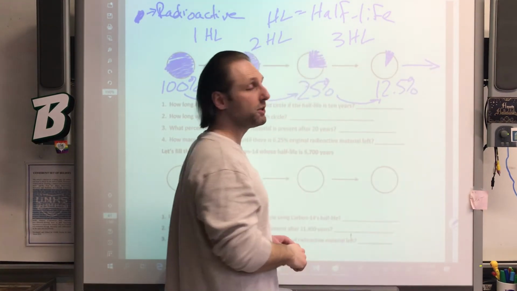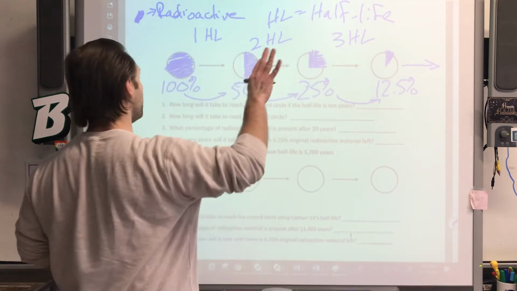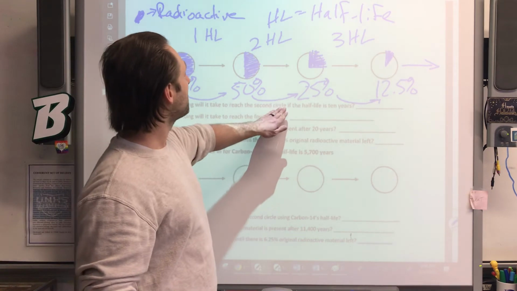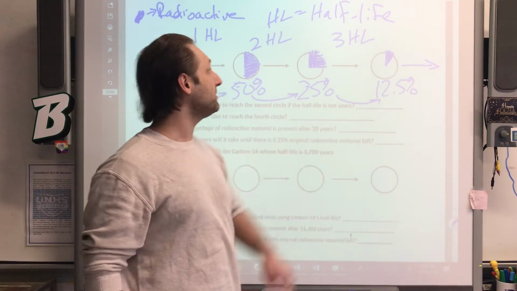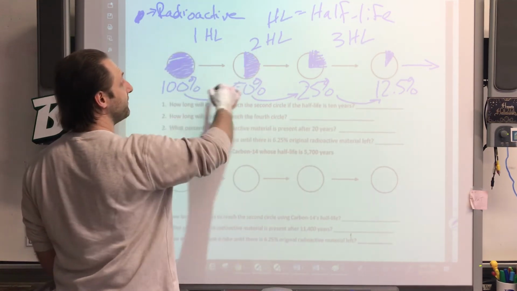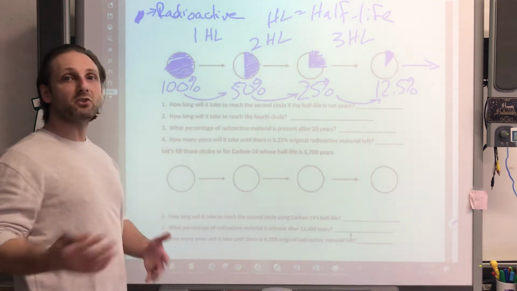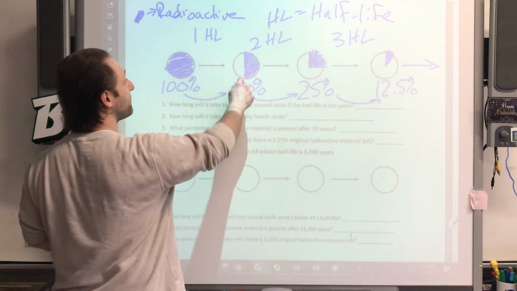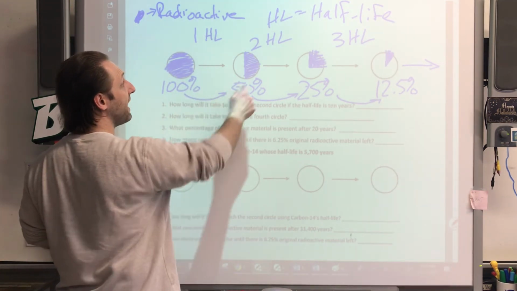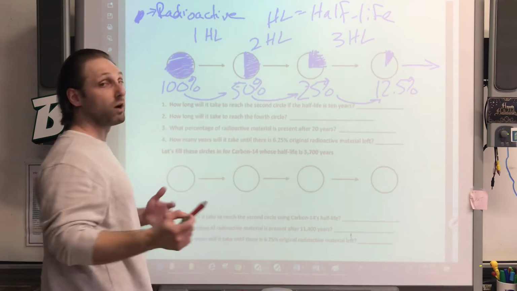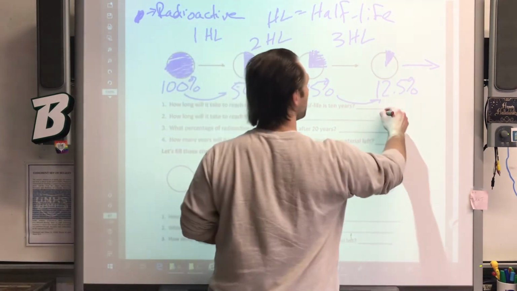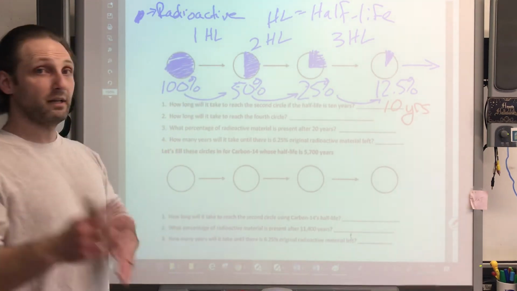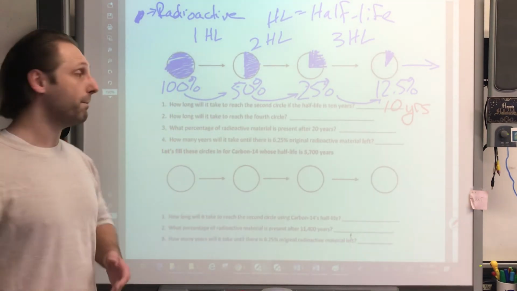I'm going to add an arrow just in case we got to go any further. I'll deal with that later. So now, it says how long will it take to reach the second circle if the half-life is 10 years? So from here to here, if this is one half-life, this is a warm-up question. If it takes 10 years for one half-life, and this is the second circle, we're going to say that it takes 10 years. So not a trick question, just warming you up, okay?